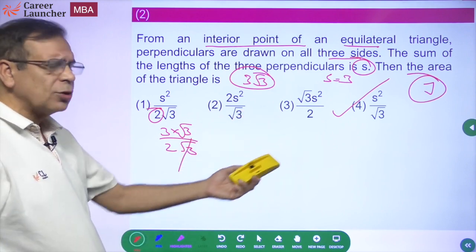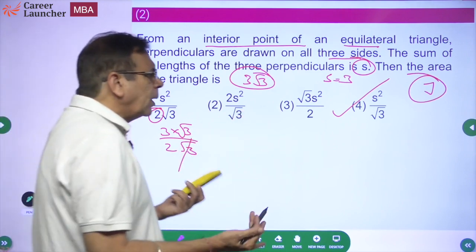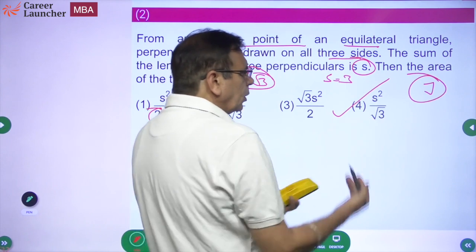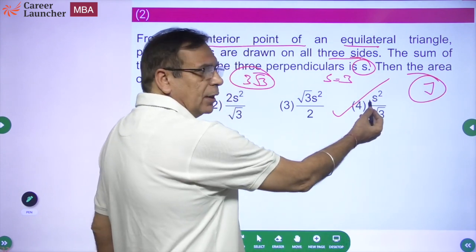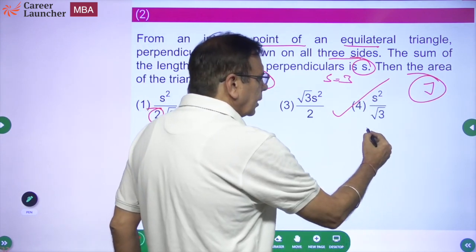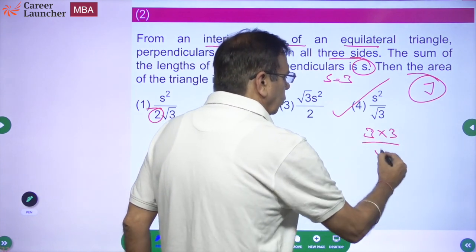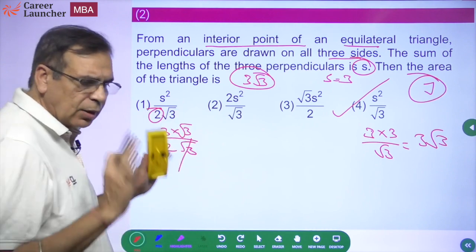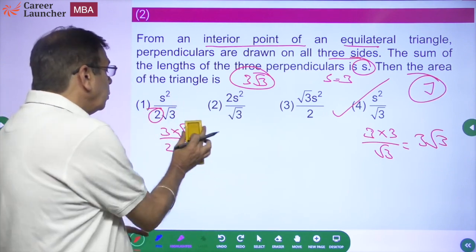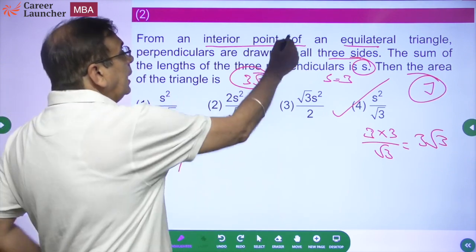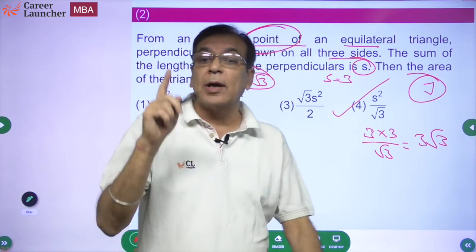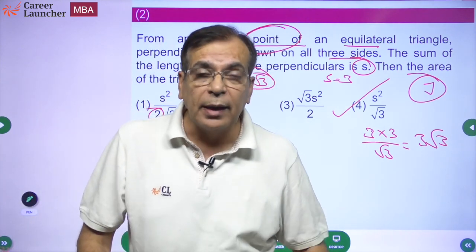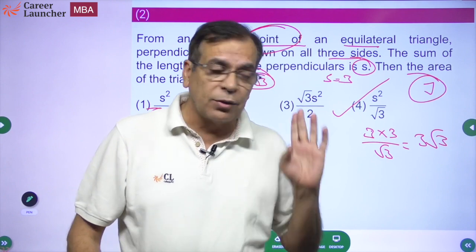Do you need to check the choices? If you want, you can do it. But to my mind, it is not required. And if you want to verify this choice, you can do it again. S is equal to 3. So 3 into 3, 3 into 3 upon root 3, which is nothing but 3 root 3. Correct answer. The first question was a jugaad. And what was the jugaad we used in this question? The point has to be a known point so that my calculation becomes simple. And the known point in this case was centroid.